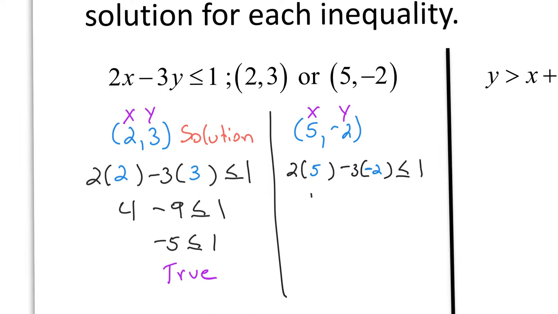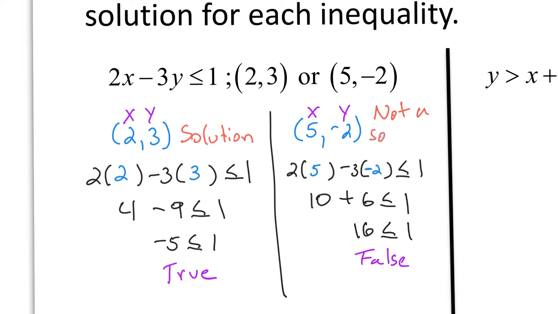We simplify, so this will be 10. Be careful with the signs here. We have a negative, minus 3 times a negative 2. Negative times a negative, that's going to be a positive 6. So we get 16 less than or equal to 1. And that is false. 16 is not less than 1. So I'm going to write false here. And since it's false, we say that this is not a solution. So what it means is, when you graph, you will have a shaded part, and this point, 5, negative 2, is not on the shaded part. It's going to be on the other side of the line.